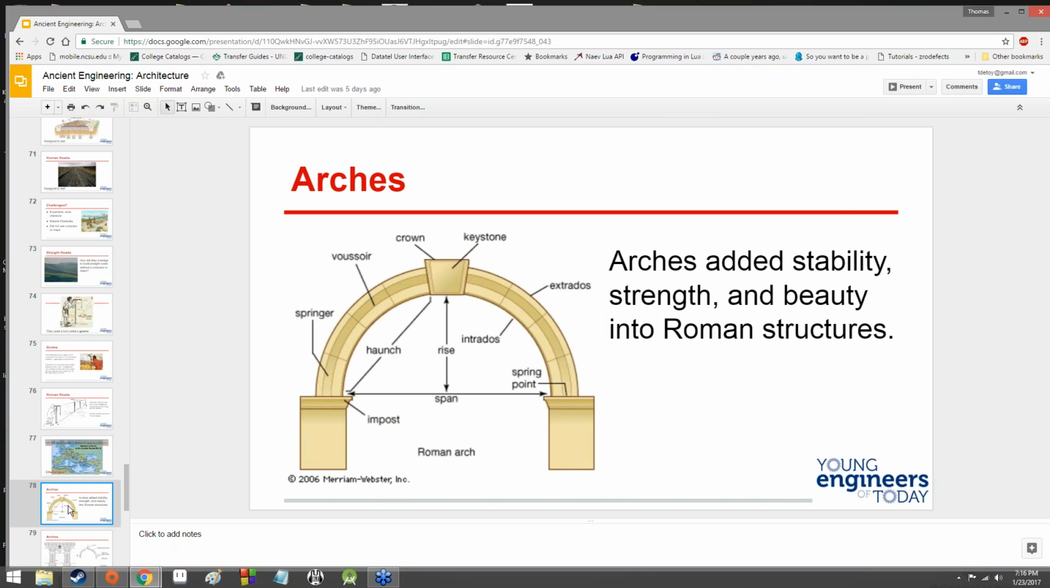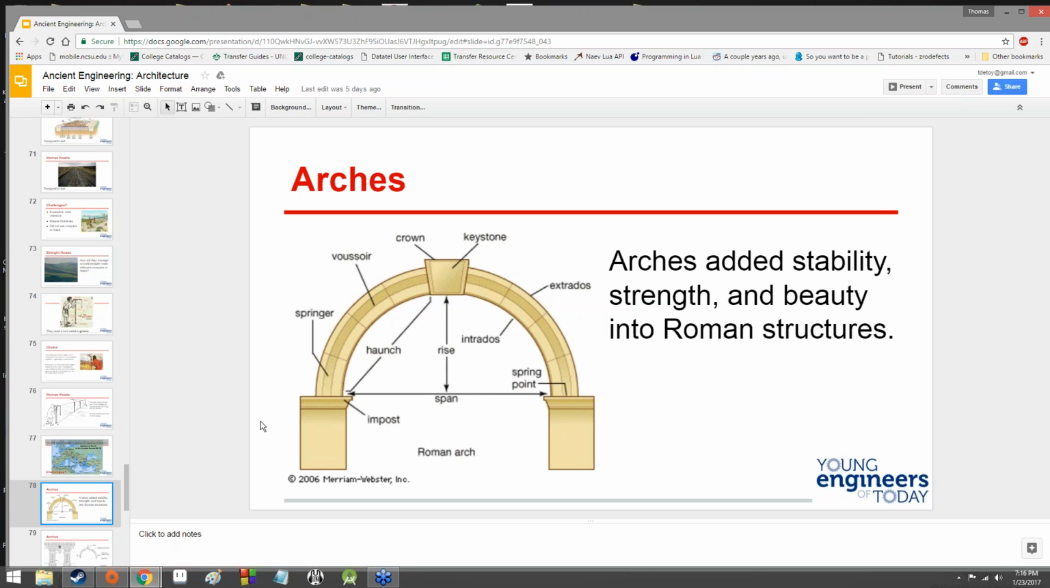All right, so moving on from roads, we have arches. Arches added stability, strength, and beauty into Roman structures. Well, that's just kind of a generic line if I ever heard one. But the arches in themselves were also an architectural feat because of the way they're constructed, they actually used the shape of the arch itself in order to keep it together. It didn't have any sort of special stuff.